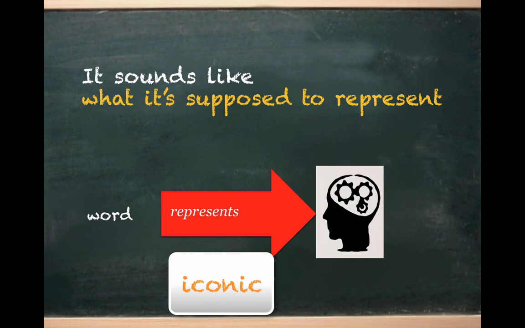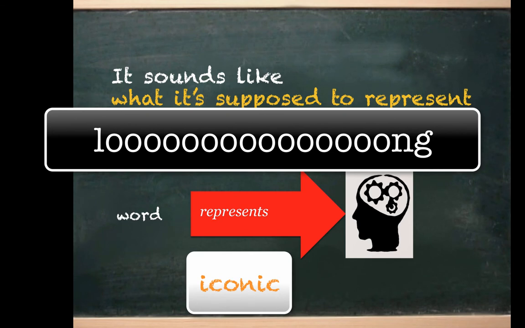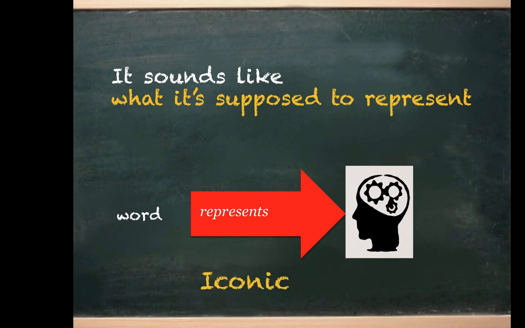Now, there are some words which are doing exactly the same thing. They sound like what they're supposed to represent, and so the relation between the sound and its meaning is not quite arbitrary. A good example of this is when I say, "This class took really long." The longer I drag out the O in long, the longer we interpret the class to have been. Definitely not arbitrary.